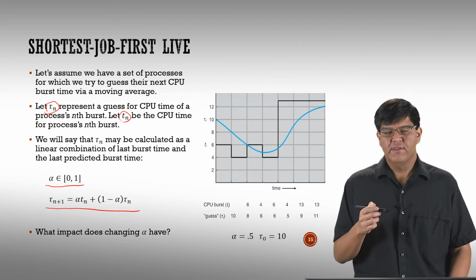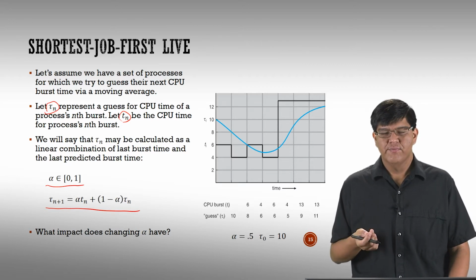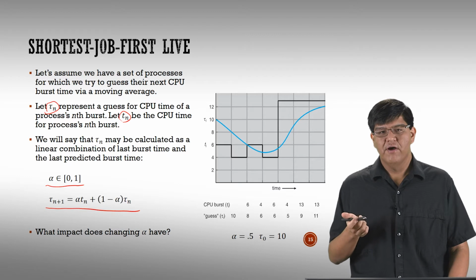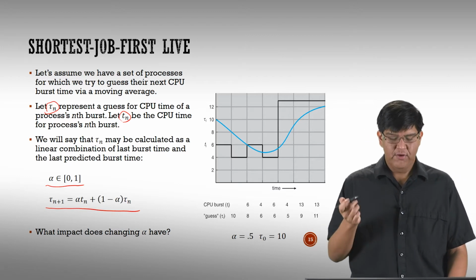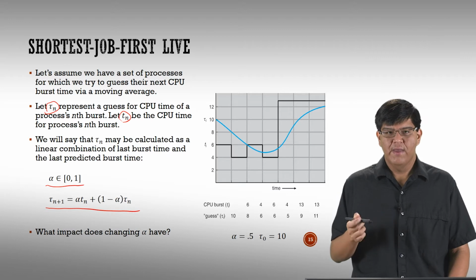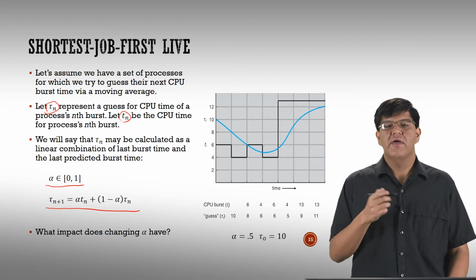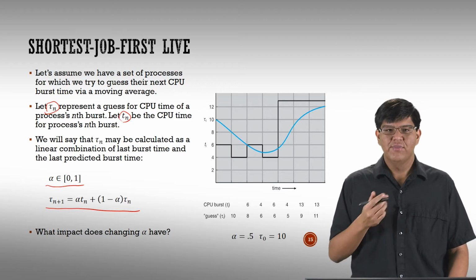Because if I'm trying to guess how long a process will take, tau n, my guess can come from two places. It can come from my immediate history, my t sub n that just happened, or I can take it from my tau sub n, my old estimate. So what happened versus what I thought was going to happen. I have those two things going on.